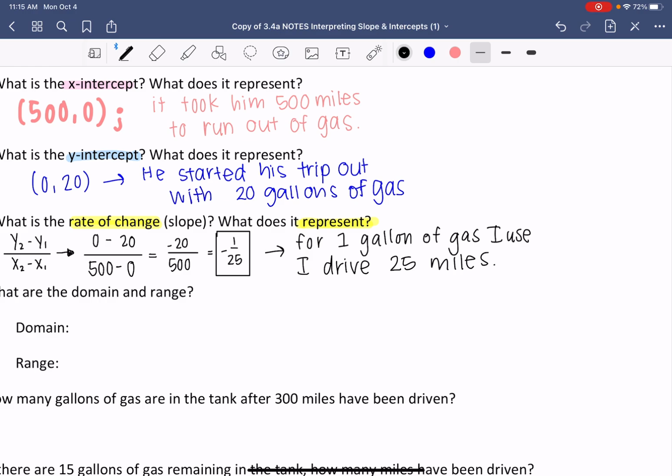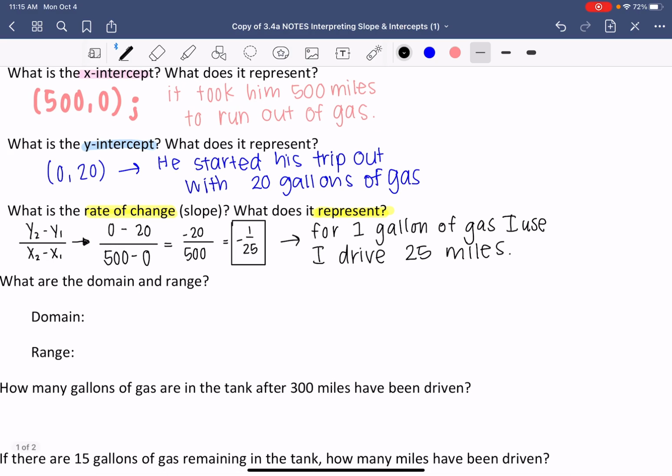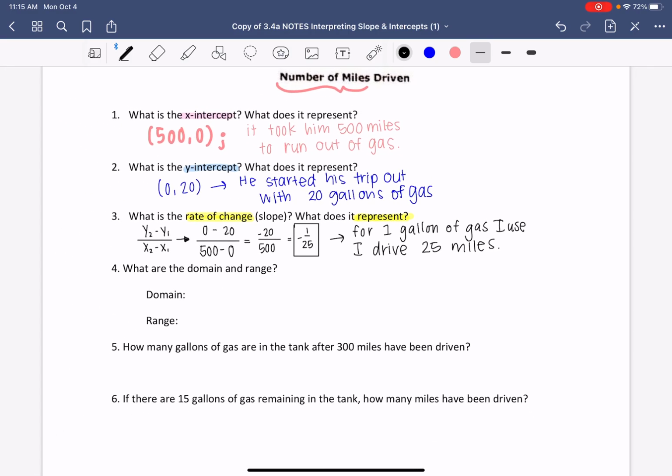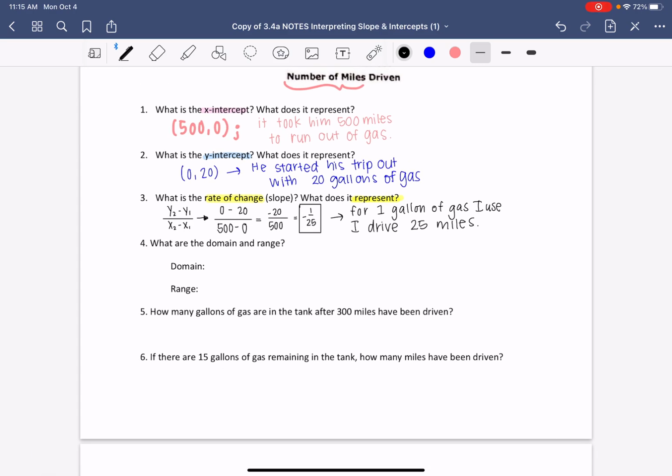All right, so the gallons of gas decreases by 1 gallon per 25 miles. Whatever it is, you use 1 gallon per that 25 miles. So you base it off the x and y axis, knowing that your y axis is what is on top. All right, domain and range, okay?